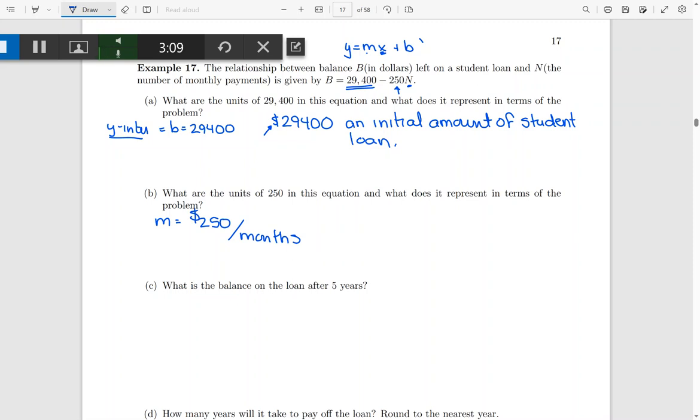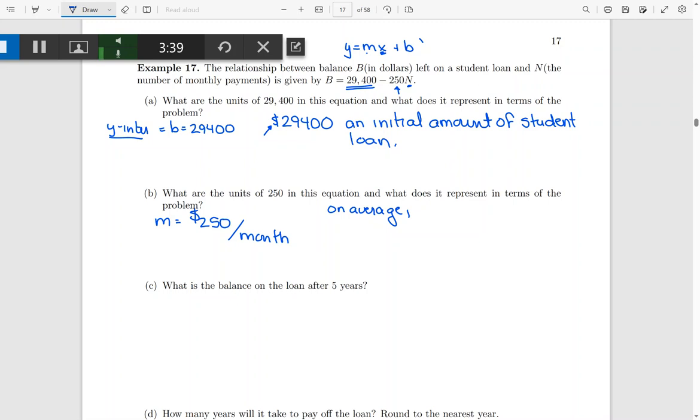So something's happening, $250 per month, is going on here. So what does that represent in terms of the problem? Well, again, average rate of change means sort of on average. Now, we don't have a time unit here, so I'm not going to say between the years 1900 and, there's no years, so skip that part. But something is decreasing by $250 per month.